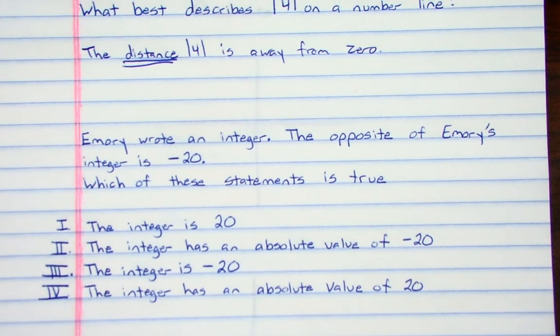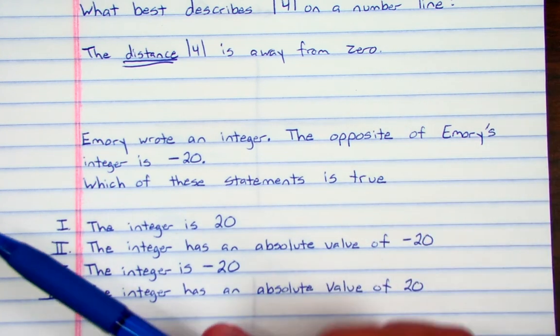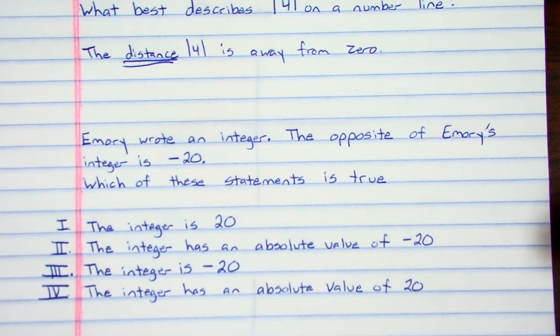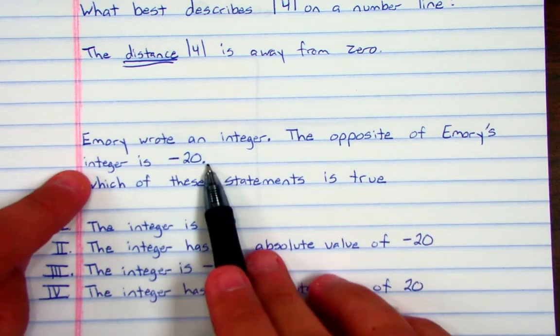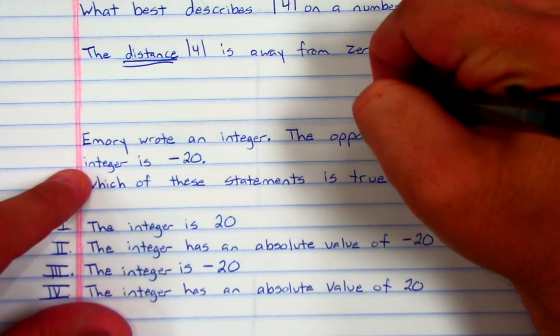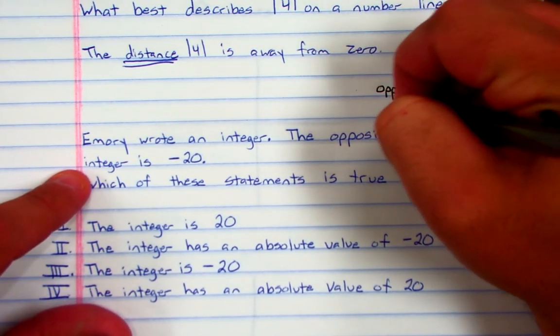Emery wrote an integer. The opposite of Emery's integer is negative 20. Which of these statements is true? Now, there's quite a bit of reading here, so some of you are just going to say, I like this one, and that's it. I'm done. How about you make this easy on yourself? So Emery wrote an integer. Do I know what that integer is yet? No. The opposite of Emery's integer is negative 20.